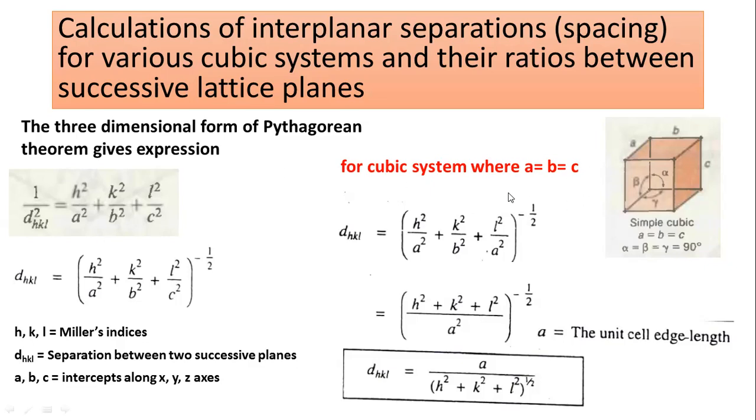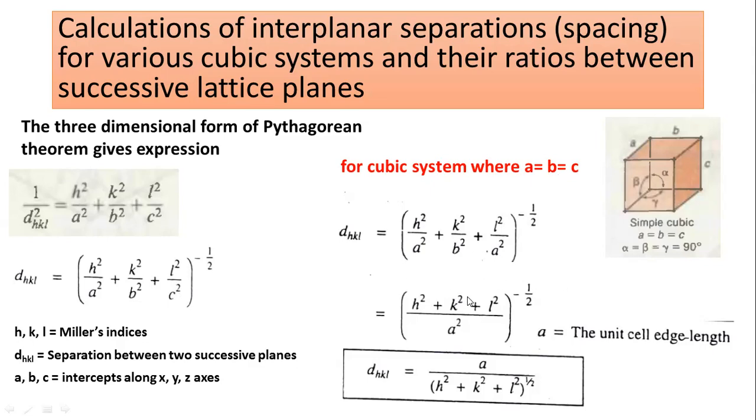So the cubic system is one of the easier systems to calculate the interplanar separations, or the spacing between the planes, because the three intercepts along x, y, and z are equal to each other. So this would be the equation I am using. When a is equal to b and b is equal to c, that means a equals a equals a, all equal to each other. So here you can also put h squared over a squared, k squared over a squared, and l squared over a squared. It is mistakenly written over here: originally this is c squared, but for the cubic system, the three are equal to each other. So these are a squared and a squared.